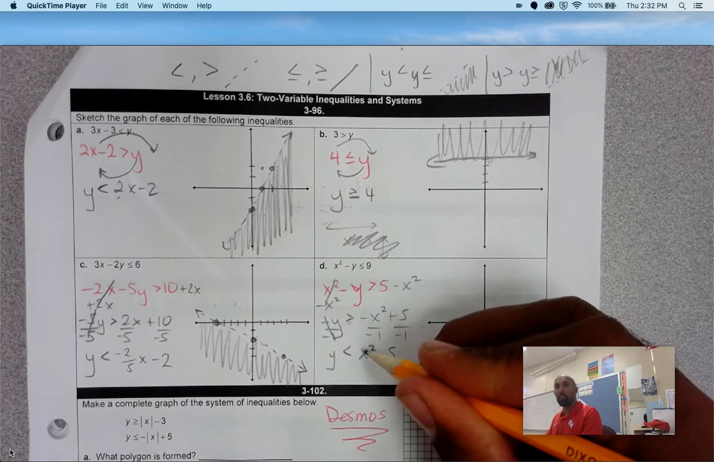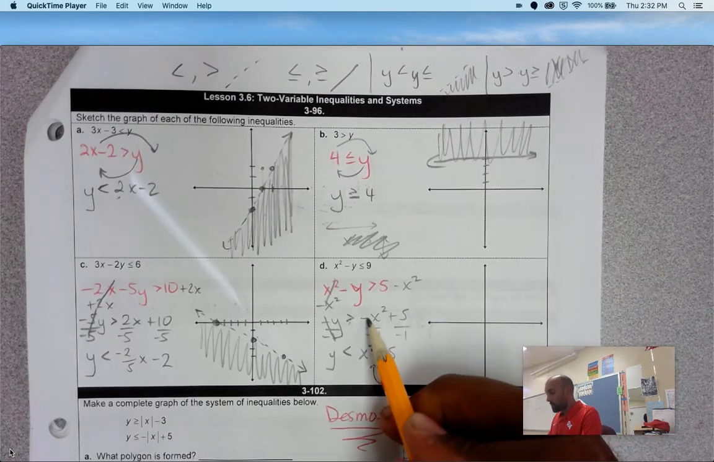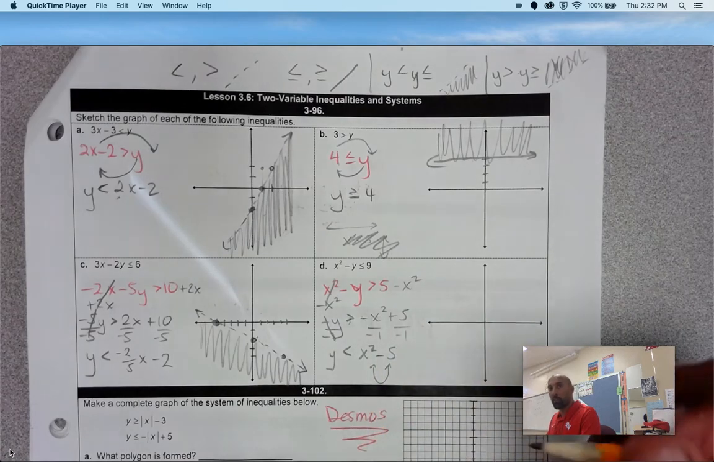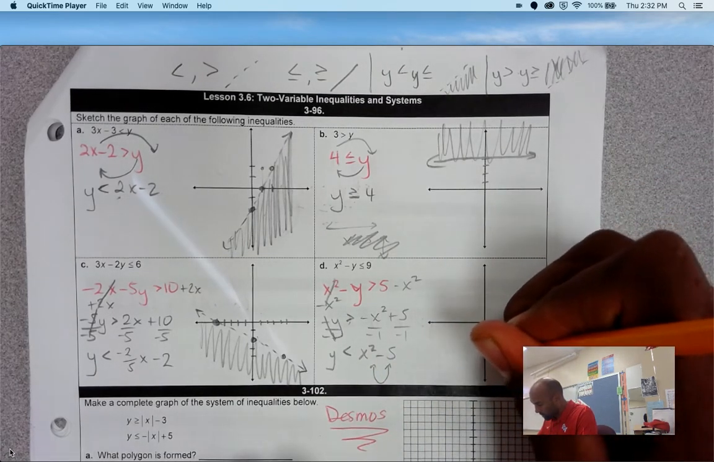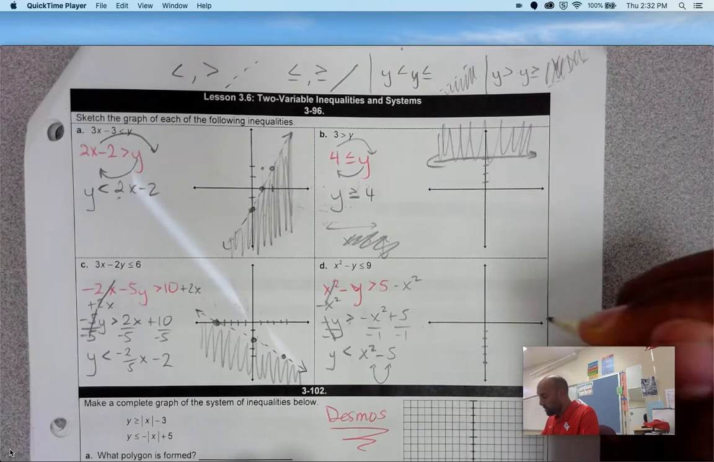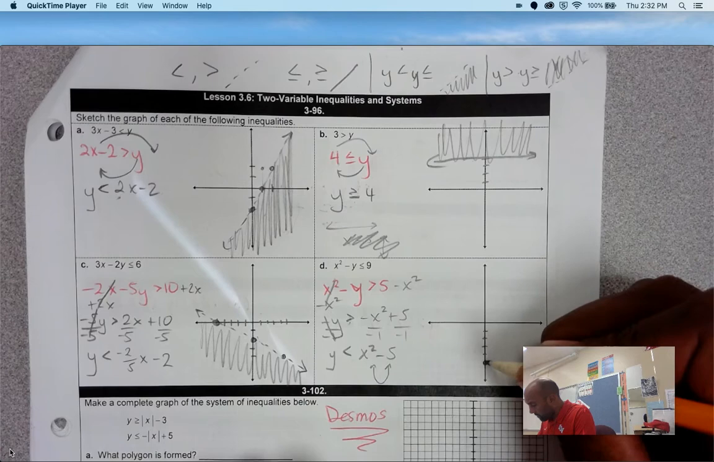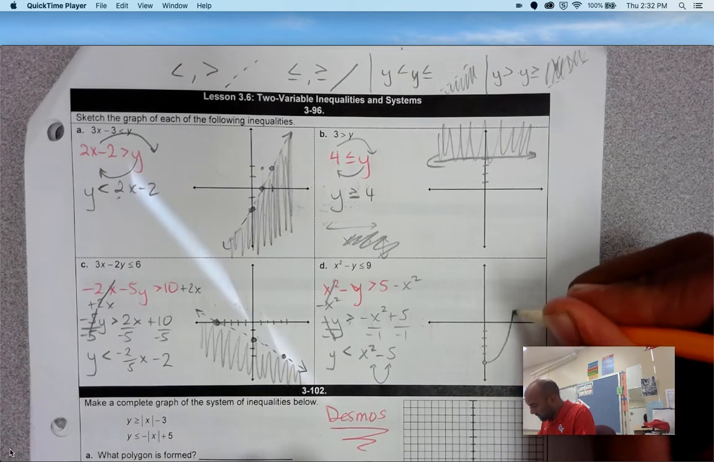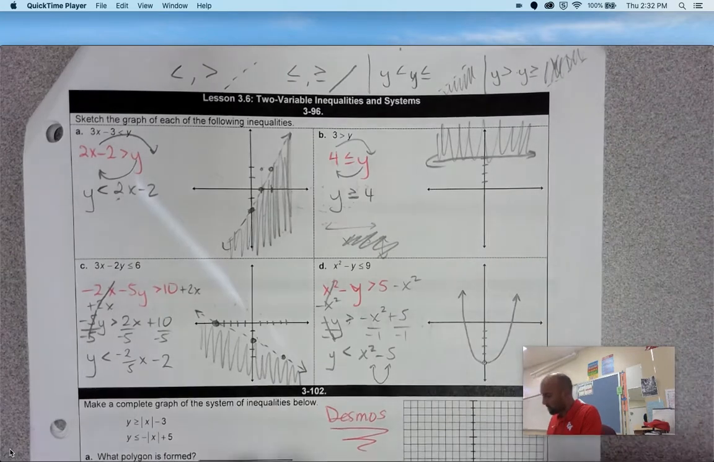Now remember, if it's x squared, that means I'm going to get a parabola. It's positive here, so it's going to go up. It's a positive x squared, so I'll go 1, 2, 3, 4, 5. Remember, these are sketches, so they don't have to be perfect. I'm just going to start here at -5. That's the vertex. Have it point up, as nice as you can make it.